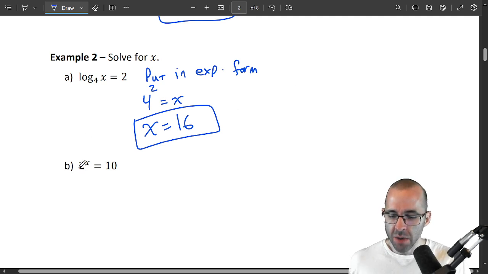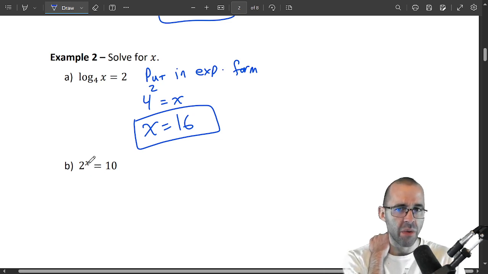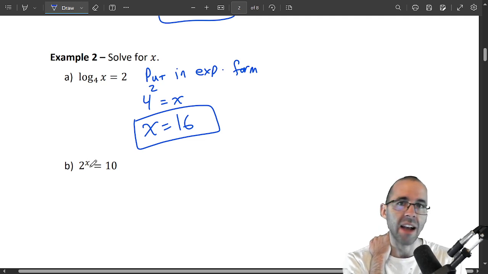And again, for b, we have kind of an idea. It should be a number between 3 and 4, because 2 cubed would be 8. 2 to the 4th is 16. So maybe some number closer to 3. But we can't find it exactly right now.